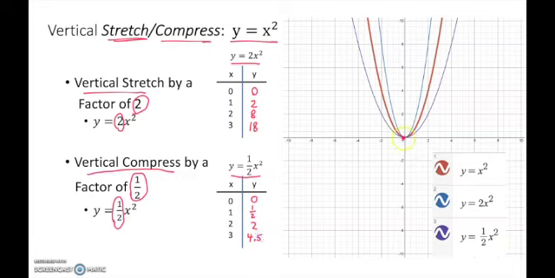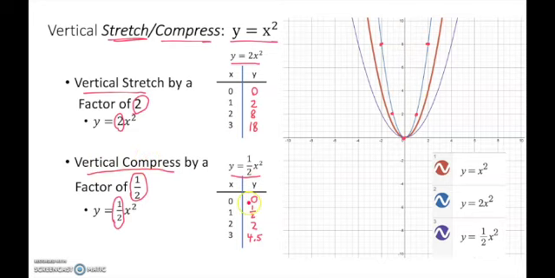0, 0 is right over here. 1, 2 is right over here. And 2, 8 is right over here. And it's also reflected across the y-axis. So as you can see, when we vertically stretched it by a factor of 2, it got skinnier. It got narrower.